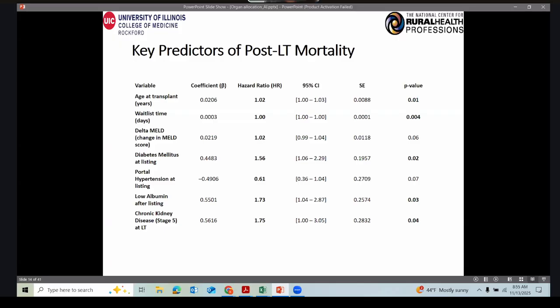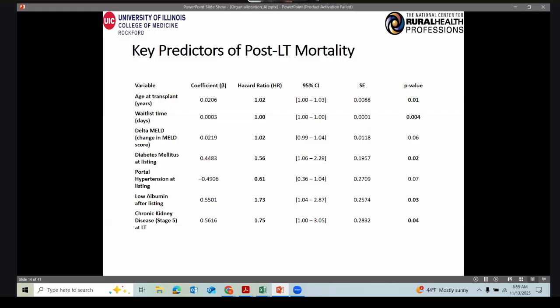When we look at the comorbidities, diabetes mellitus at listing stands out with a hazard ratio of 1.56 and is also significant. This means that diabetic patients had about a 56% higher risk of mortality after transplantation compared to non-diabetic patients. This aligns with what we know clinically. Diabetes contributes to poorer wound healing, infection risk, and cardiovascular complications.